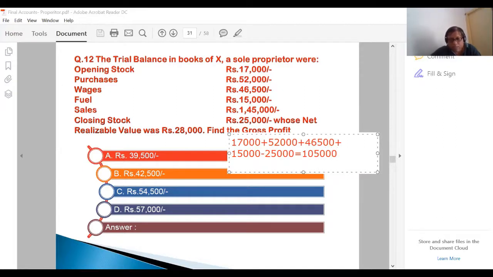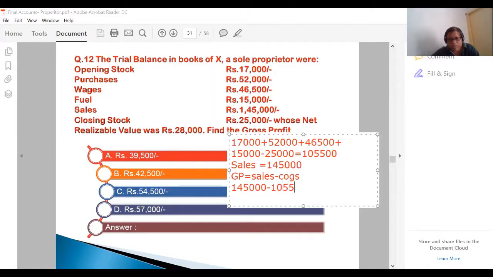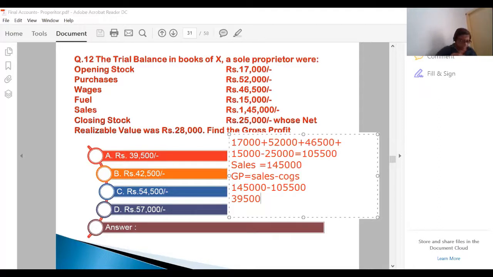So we will have 1,05,500. Sales is how much? 1,45,000. So gross profit is equal to sales minus cost of goods sold. That is 1,45,000 minus 1,05,500. So what is the answer? 39,500. Yes, sir. So this is the answer.